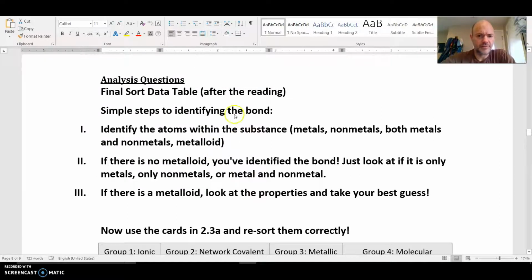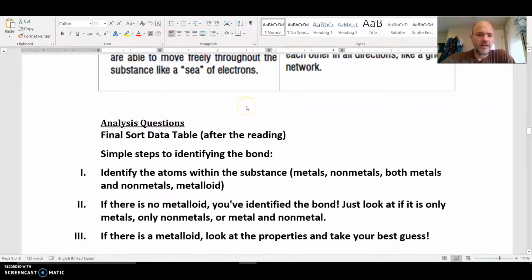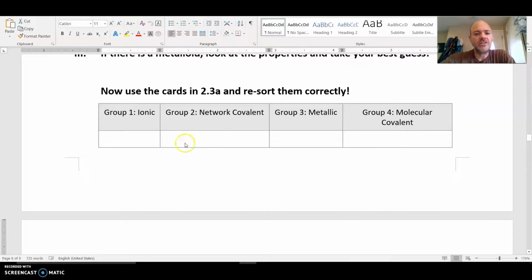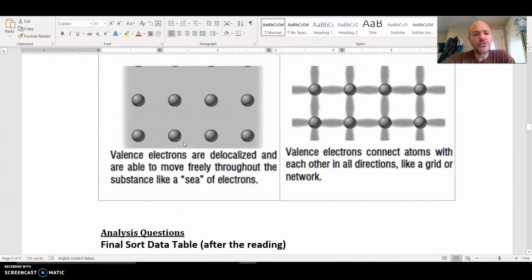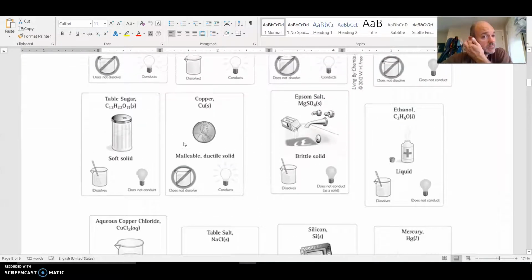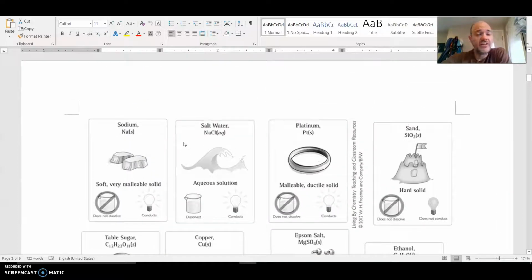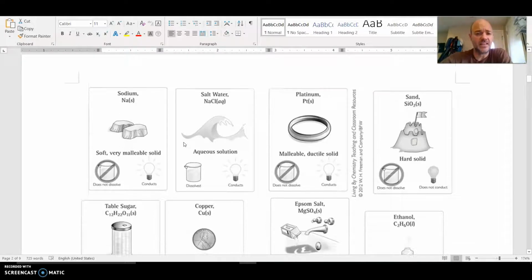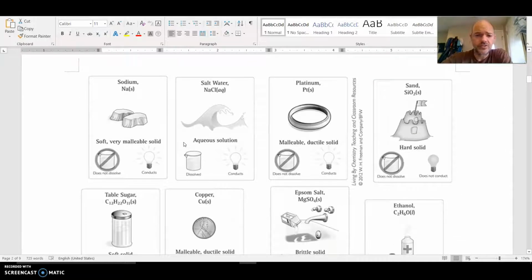First off, you're going to go back and look at the cards from above again, each of these. And you're going to say, is this ionic? Is this network covalent? Is it molecular covalent? Or is it metallic? Those are your 4 choices. Things you can think about.